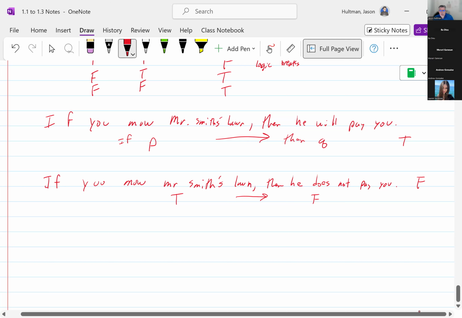No, Andrew, you want to look at both, okay? Because the only time that you get a false conclusion is when you have this happening here. Is when your hypothesis is true and your conclusion is false. That's the only time out of the four where you end up with a false conclusion.